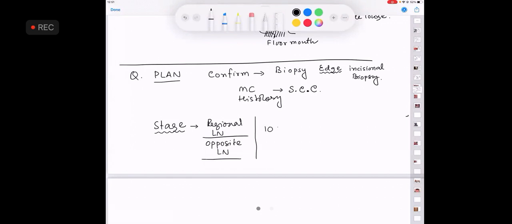The investigation of choice for staging is always a CT scan of the head and neck region. A CT scan tells you whether lymph nodes are enlarged, yes or no. Okay?